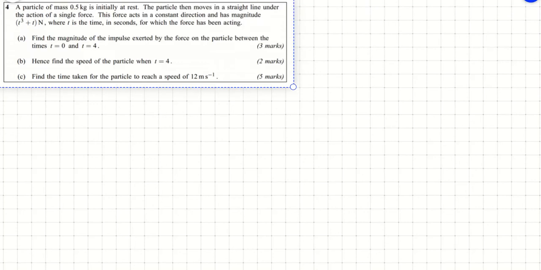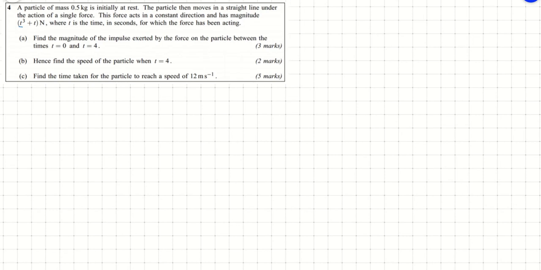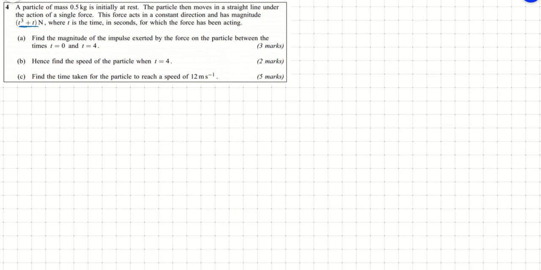In this video, we're going to look at an exam question involving impulse. Now, in its simplest sense, impulse is the product of a force acting multiplied by time. Unfortunately, in this question, the force that's acting is a variable force. This t cubed plus t is the force acting. So the force acting actually depends on time. So when force is variable, we work out impulse using integration.